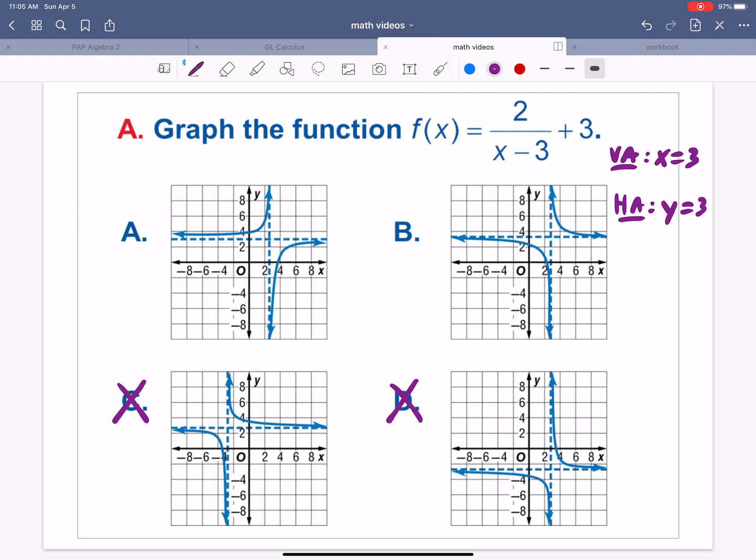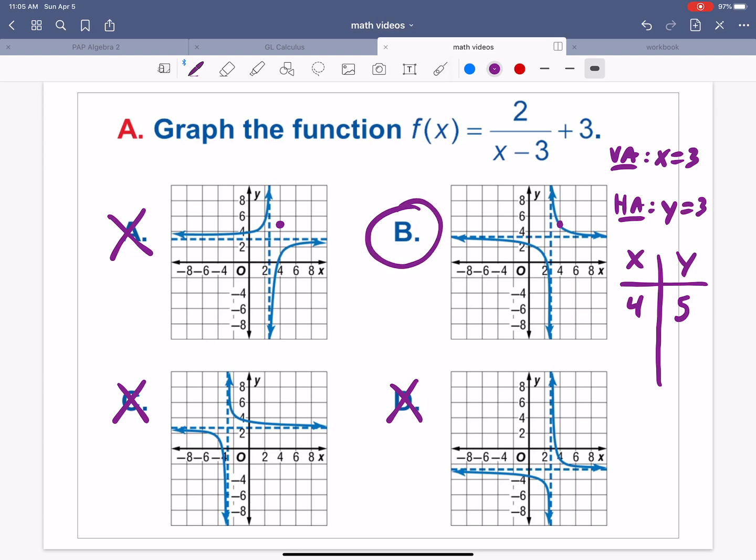Now, an easy way to do that is to make a table and plug in a value. So let's plug in x equals 4. 4 minus 3 is 1. 2 divided by 1 is 2. 2 plus 3 is 5. So (4, 5) needs to be a point on the graph. So (4, 5) is up here. That is correct, (4, 5) up. And graph A does not have the correct point. Therefore, we're at graph B.